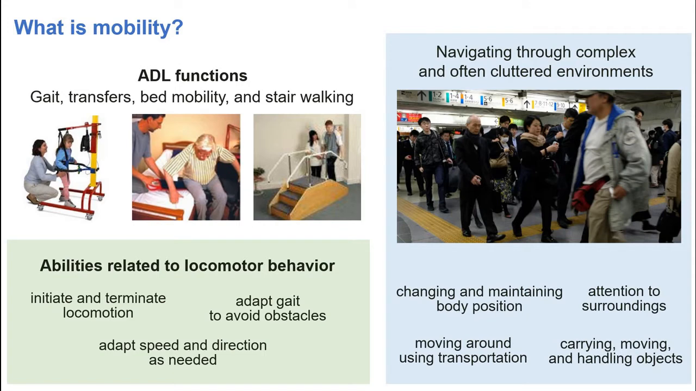In people's everyday lives, mobility often involves navigating through complex and often cluttered environments, while also performing varied tasks. Moving through the complex world outside the clinic or the laboratory can require frequent changes in body posture and a constant monitoring of your surroundings. It can also involve various forms of transportation, from walking to running to using a bicycle or a car or a bus or a train. It can also require carrying, moving, and handling objects. In our first lecture, we'll be mostly ignoring all of the real-world complexities of mobility, but we will return to them in the next lecture.